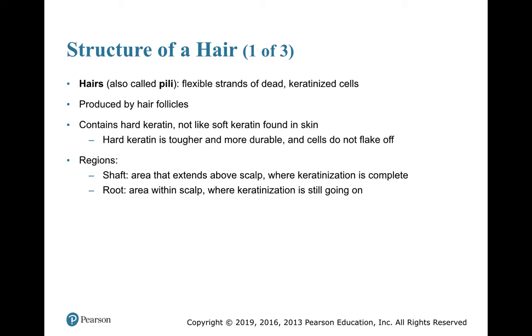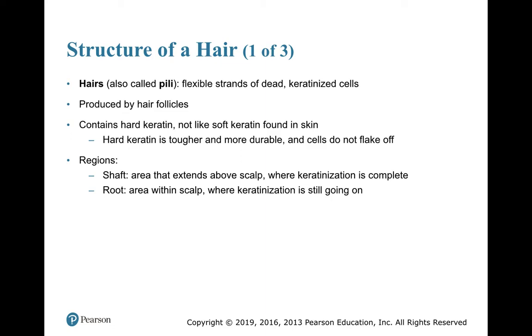So instead of being flattened keratinized cells that we had in skin, they're flexible strands of them. They're produced within a structure called the hair follicle. They have keratin, but it's a different form of keratin than we find in the skin. It's a hard keratin, not the soft keratin. Hard keratin is tougher, more durable, and our cells don't flake off.